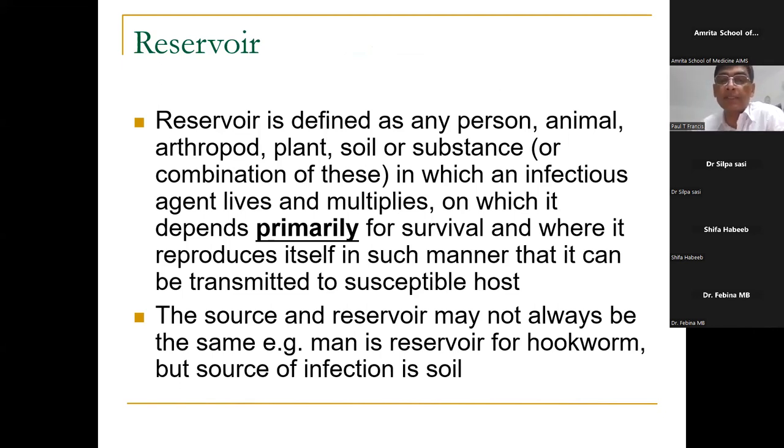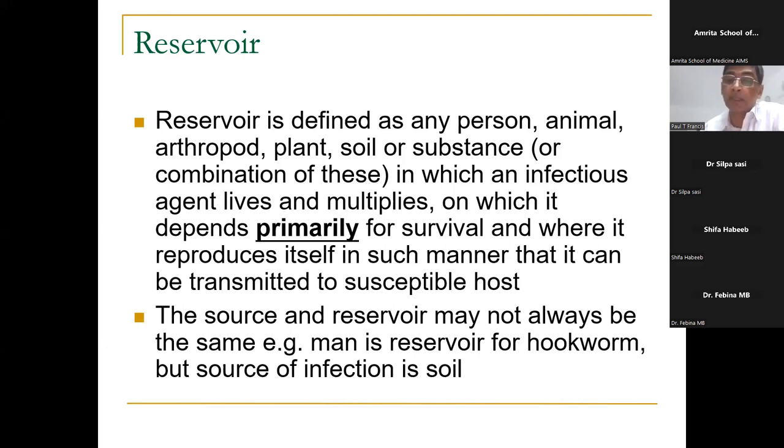So reservoir is defined as any person, animal, arthropod, plant, soil, or substance, or a combination of these, in which an infectious agent lives and multiplies and on which it depends primarily for survival, and where it reproduces itself in such manner that it can be transmitted to the susceptible host. So the reservoir is that living or non-living thing on which the agent primarily depends for survival.